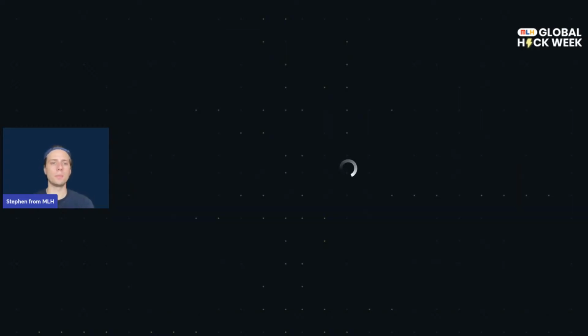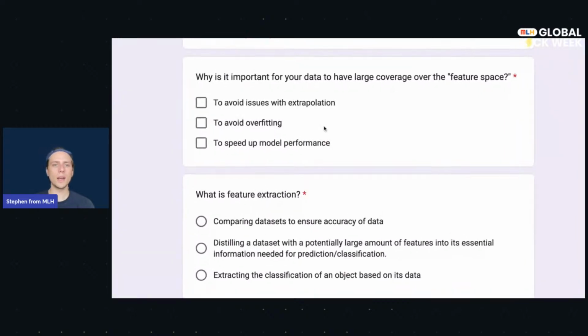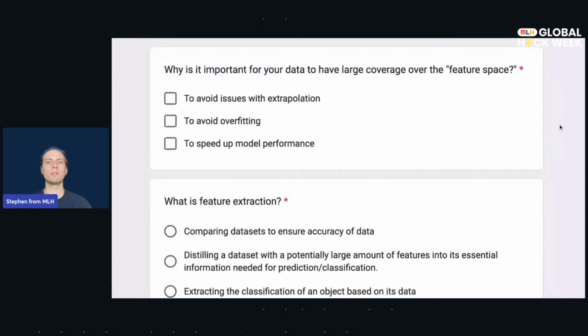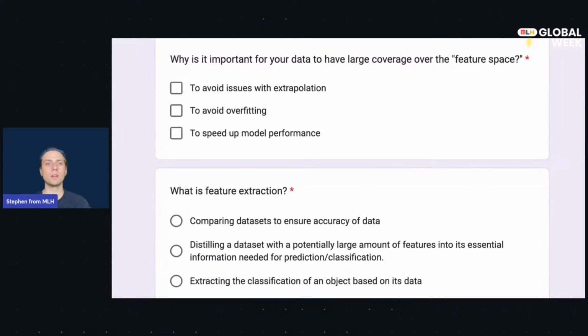So the first question is, why is it important for your data to have large coverage over the feature space? The answer is because you need to avoid overfitting and avoid issues with extrapolation. Extrapolation is what happens when you don't have a lot of data to go off of, or any data to go off of, and so you have to use points that are not really the same, but just use your best guess.